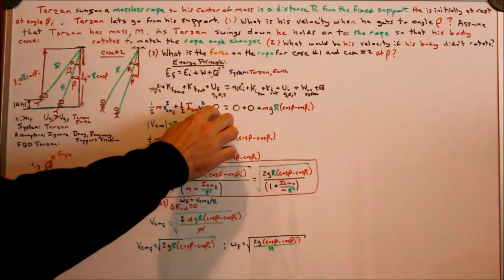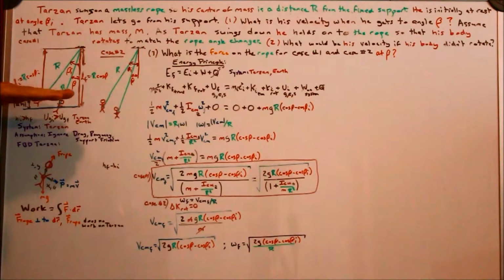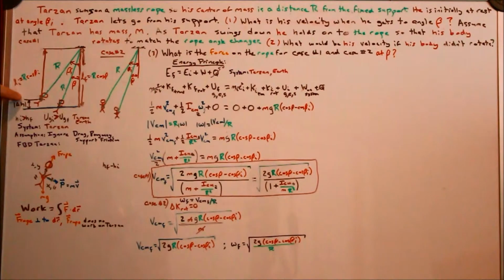So I could put a value in here, or I could just talk about potential energy being relative to some reference. So if we say the reference is this final state, then he'll have more potential energy in the initial state.